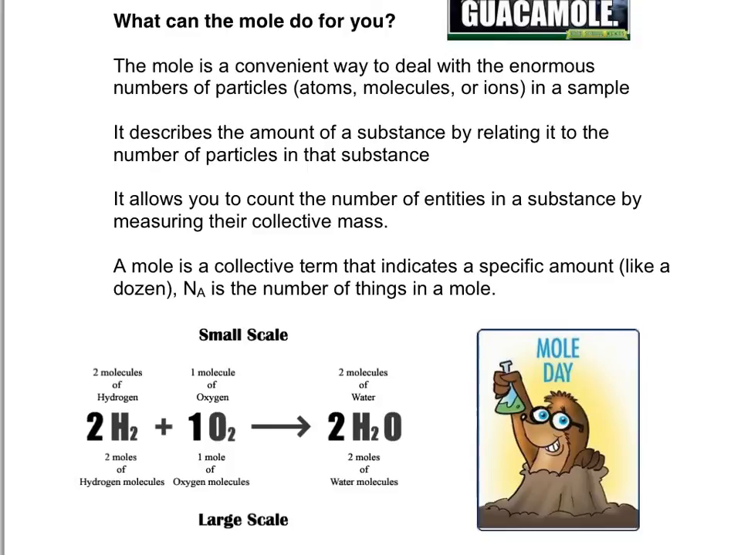In the infographic, we talked about what the mole can do for us. It's a way to deal with huge numbers, and we can figure out how many things there are in a sample by measuring the mass of that sample. Don't forget that the mole is an amount, a unit used in chemistry to indicate a specific amount. Just like a dozen is used to indicate 12, a mole is used to indicate 6.02 times 10 to the 23 things.